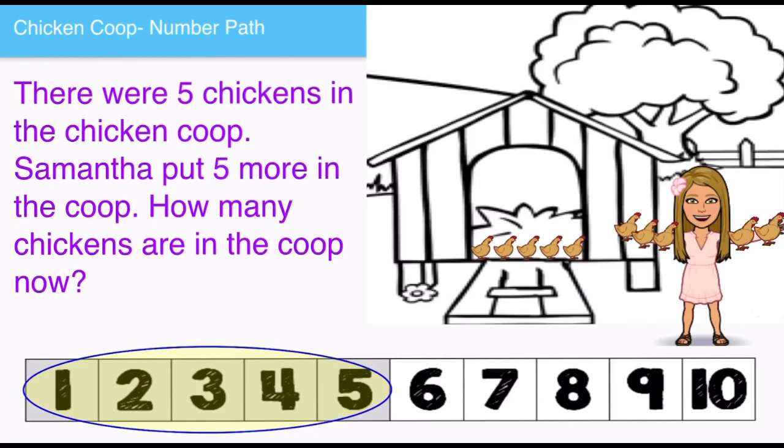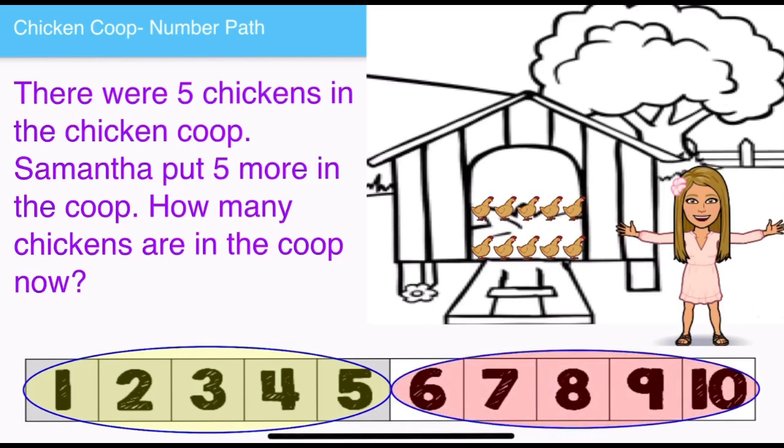Okay, now we need to figure out what the problem says next. It says Samantha put 5 more in the coop. So that means you are going to put 5 more counters down. Let's do this together. Ready? 1, 2, 3, 4, 5. Good job, friends. Now I'm going to circle 5 more numbers on my number path.